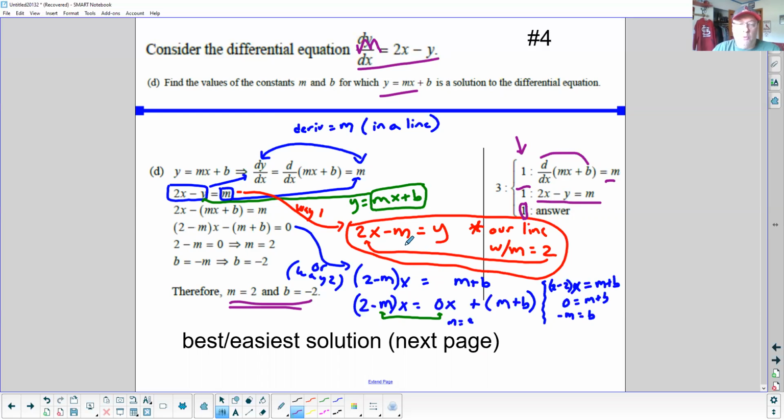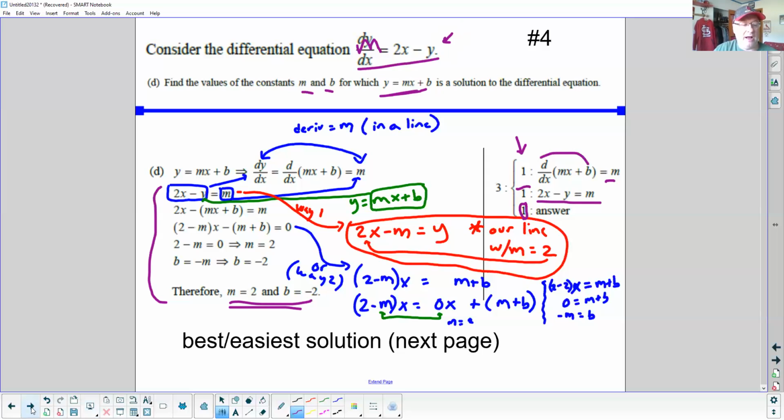Now, I have an alternate way to do this than going through all this, and I think I'm going to explain my alternate way first. But first of all, I just want to make sure you understand this part D in full. It says, find the values for m and b for which this is a solution. When something is a solution to a differential equation, it means it's the original problem.